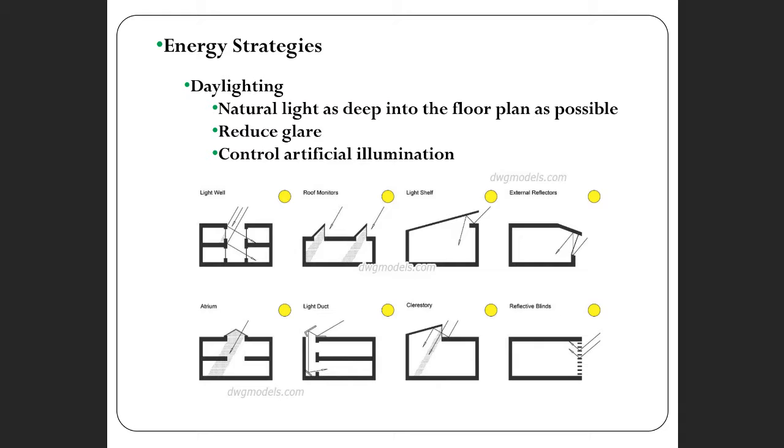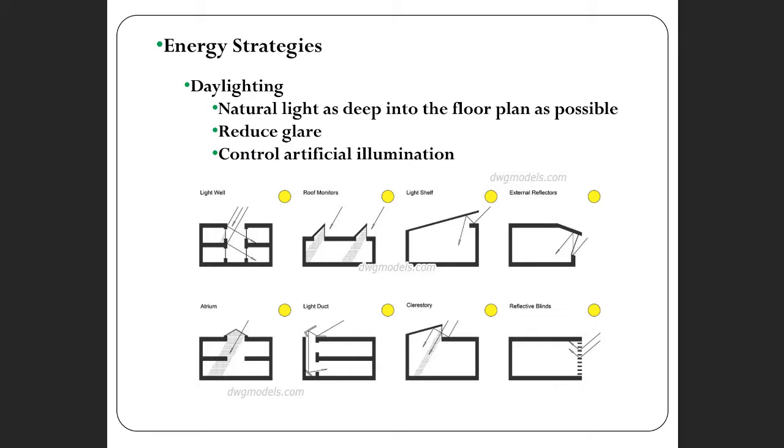A good energy strategy, again, in commercial design would be daylighting. We want to get that natural light as deep into the floor plate as we possibly can. We want to do it in a way that reduces glare, right? Yes, we can bring natural lighting in, but if it's glaring and not well controlled, then it'll be uncomfortable for the occupants. So we want to bring light in, but also control it to reduce glare.